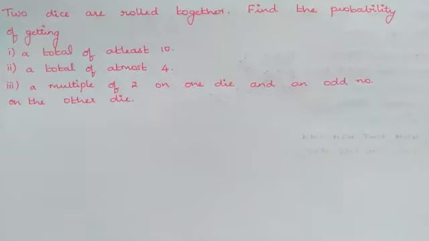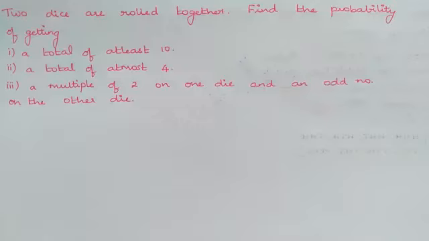A die is nothing but a cubical object. It has 6 faces. On each of its faces we have the numbers from 1 to 6. That is, each face is numbered as 1, 2, 3, 4, 5 and 6. So when we are rolling a single die, the possibilities will be 1, 2, 3, 4, 5 or 6. But here we are rolling two dice at a time.